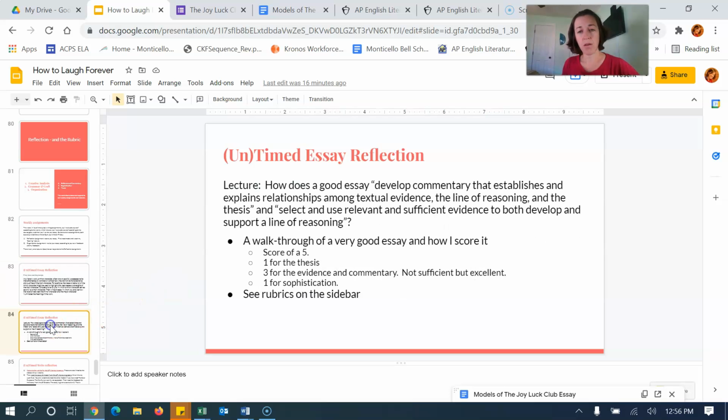So what I'll do now is I'll go through a really good essay that I received from a student that got a score of a 5. And I'm going to show you what it did so well, where it could have improved, and then show you at the very end again how I scored it the way that I did. And this will hopefully help you as you set off to score your own work.